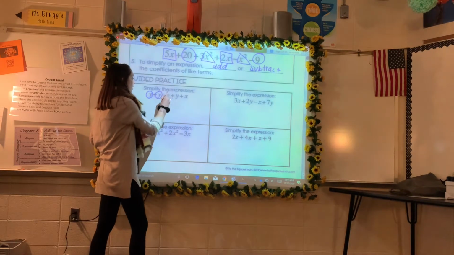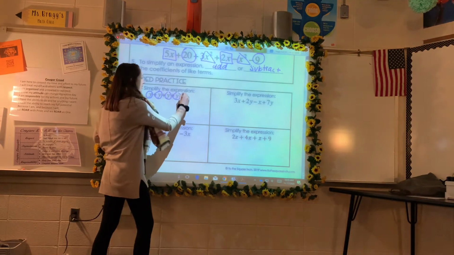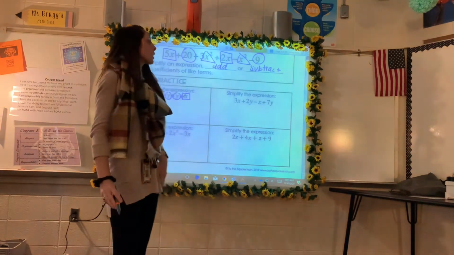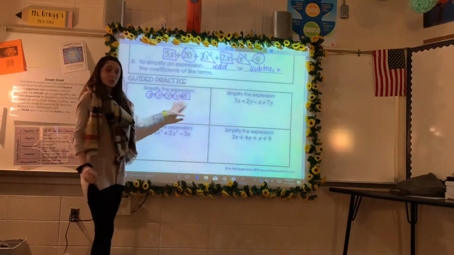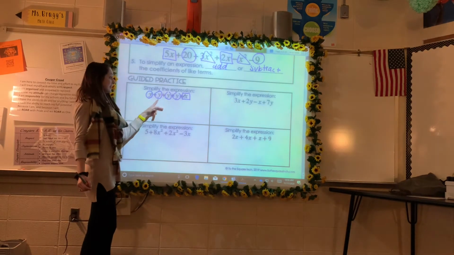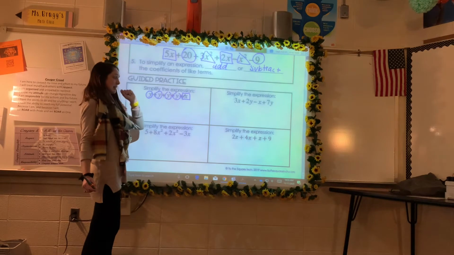So in this case, all these y's look alike. And then this x, I'm going to put a box around it. It's by itself. It doesn't have anything like it. So to combine these like terms, remember we take that operation to the left. So this has addition, that one has addition, and this one has addition.